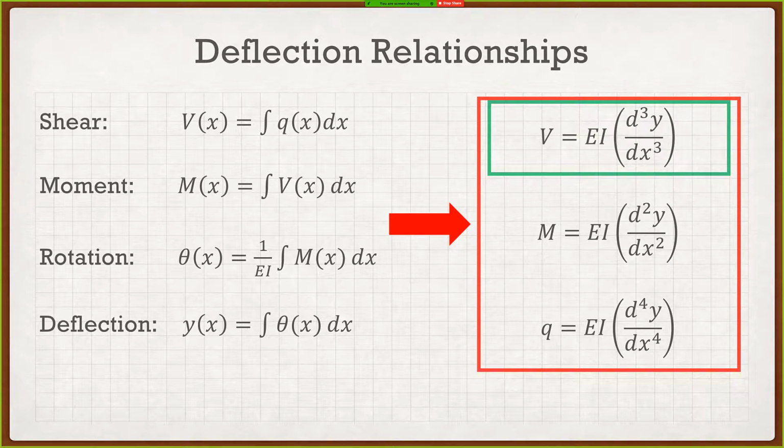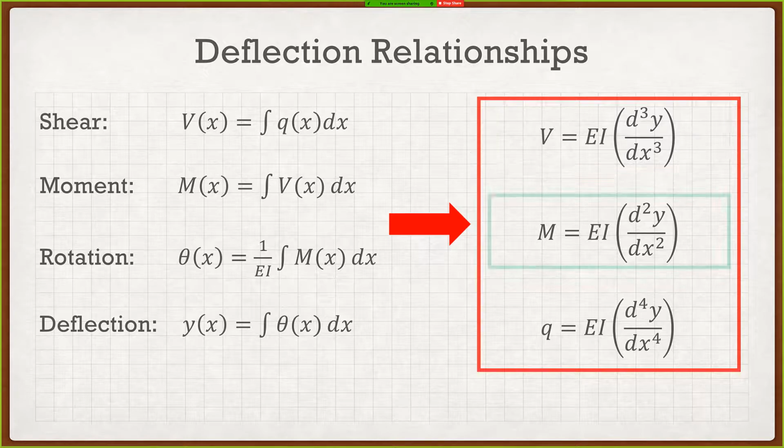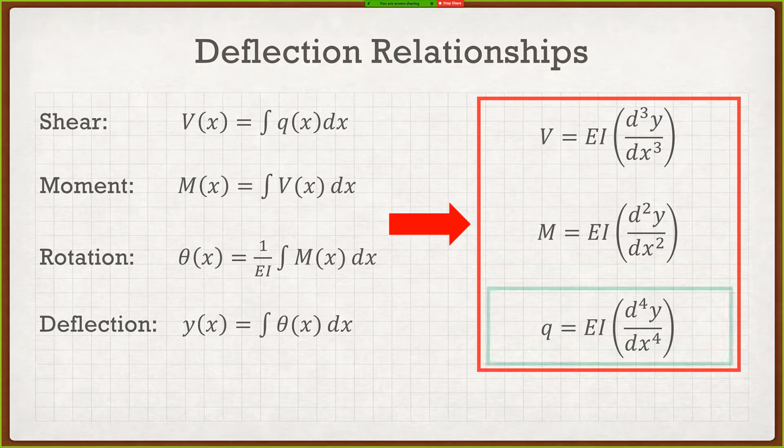So the first one is the shear. My shear function can simply be found by multiplying EI, which is that flexural stiffness, by the third derivative of our deflection function. Similarly, the moment function can be found by multiplying EI by the second derivative of our deflection function. And then the final one is Q, our distributed load, which can be found by multiplying EI with the fourth derivative of our deflection function. The key I really want to emphasize here is that if we have that deflection function, we can solve a lot about this beam. We can find the shear, the moment, and the distributed load.